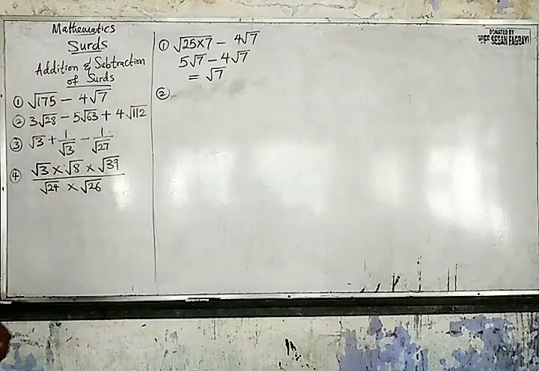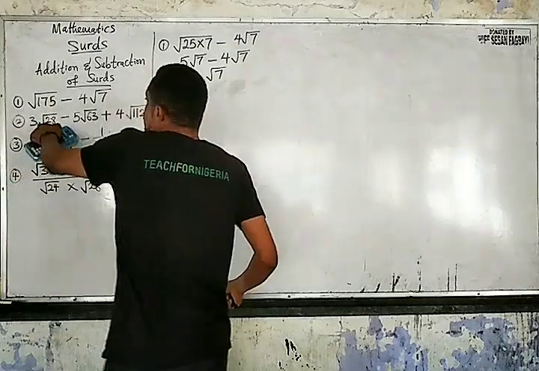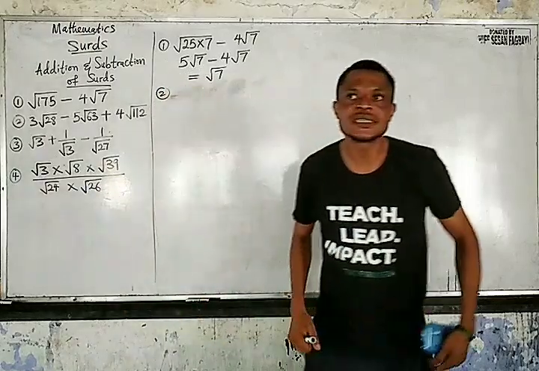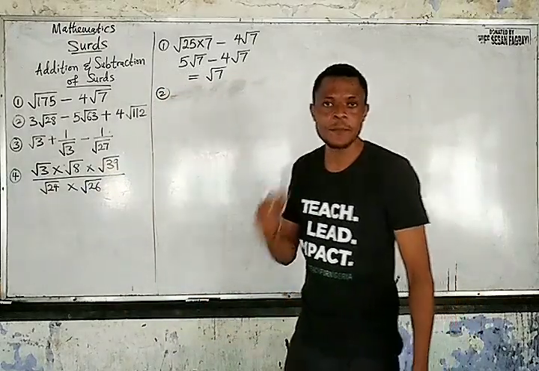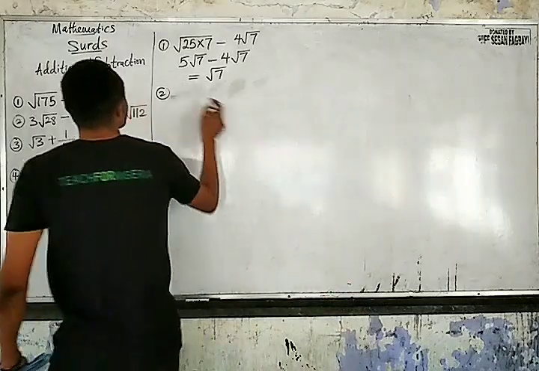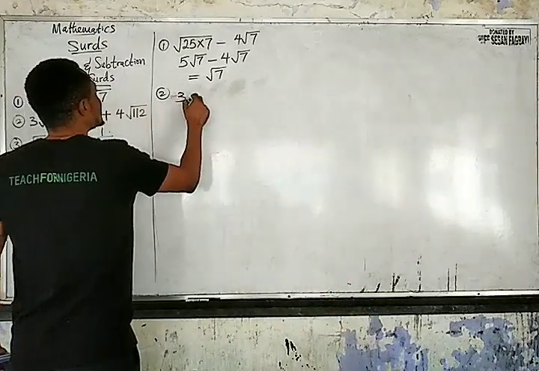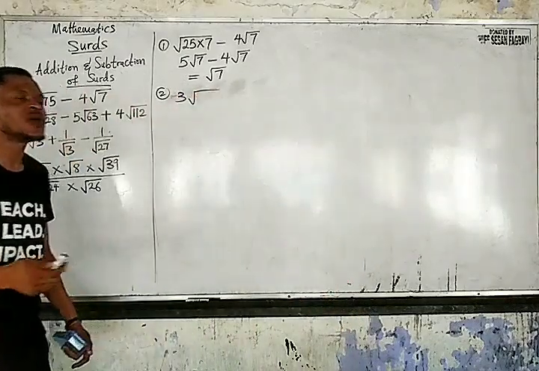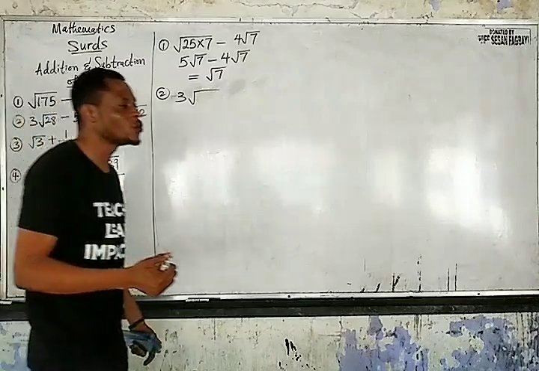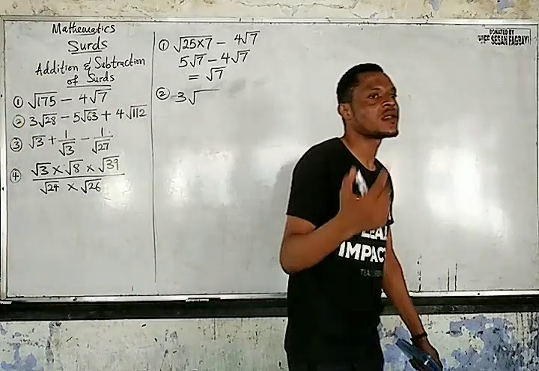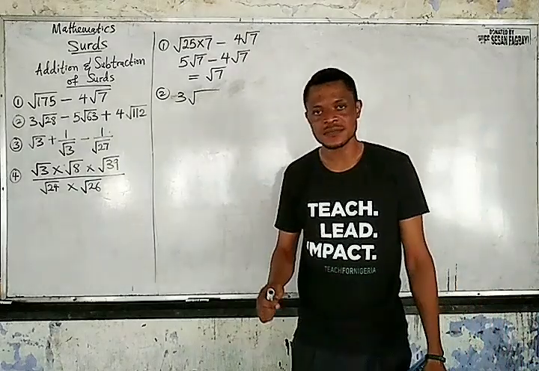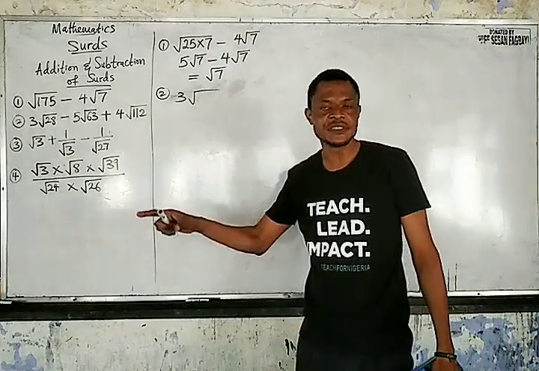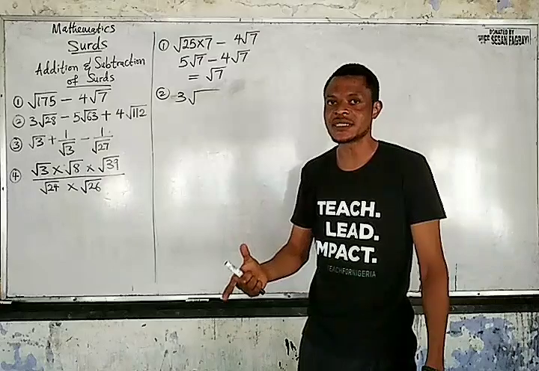The second example here, 3 root 28. We now break 28 in such a way that we have a perfect square. We already have our 3. Then we take 28 straight. If we decide to break it by 4, we are going to have 7. 4 times 7 will give us 28.